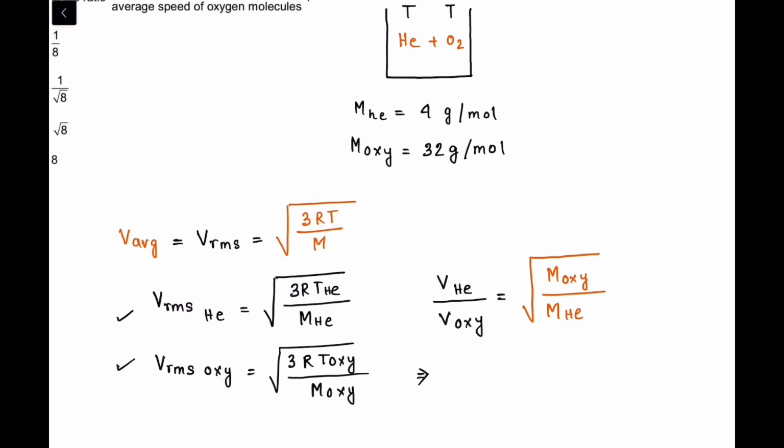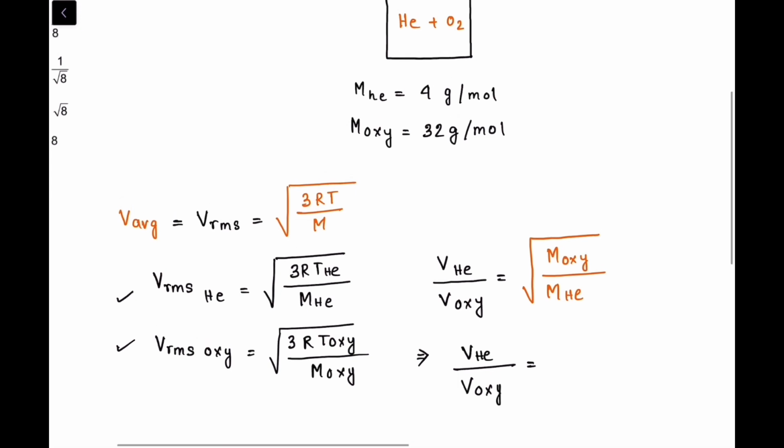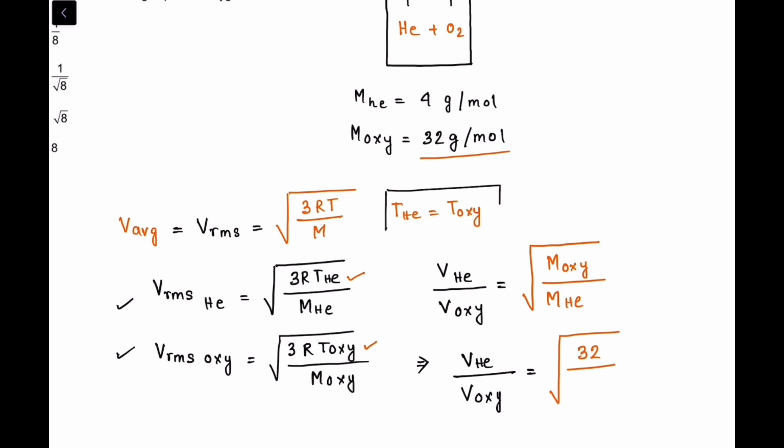So over here, the RMS speed or the average speed of the helium molecule divided by the average speed of the oxygen molecule will be equal to, now what is the molar mass of oxygen? It's given to be 32 gram per mole, right? So this will be equal to under root 32 divided by, just a second, over here helium temperature and oxygen temperature are the same, so I have just cut it out, because the temperature of helium is equal to the temperature of oxygen, right? They are put at the same temperature.